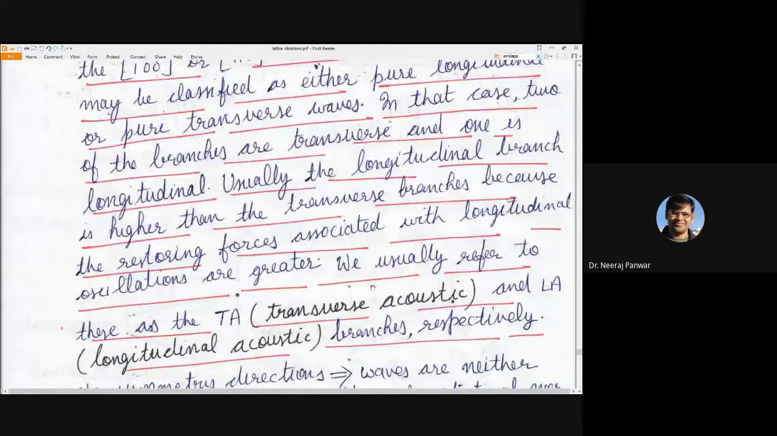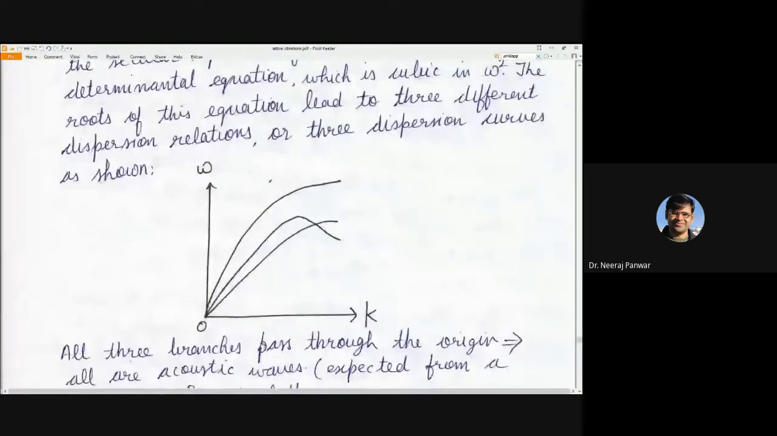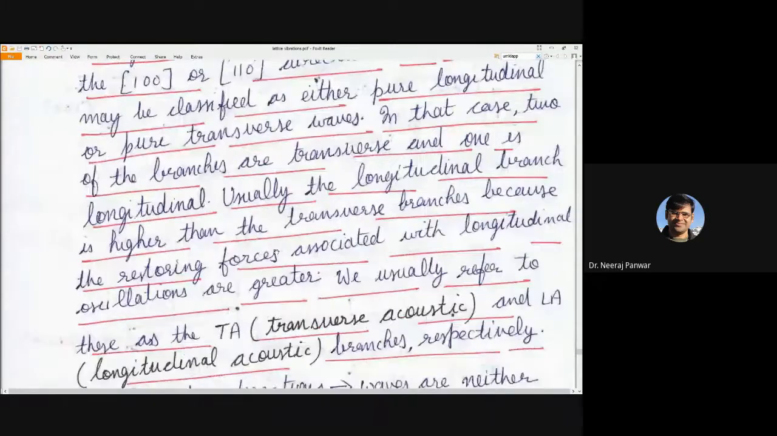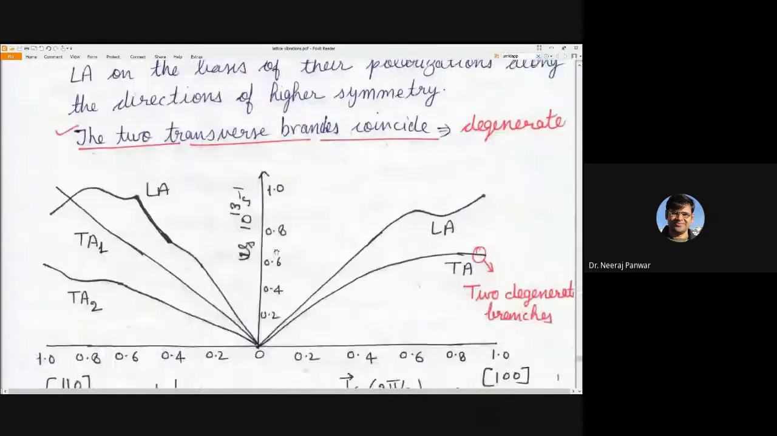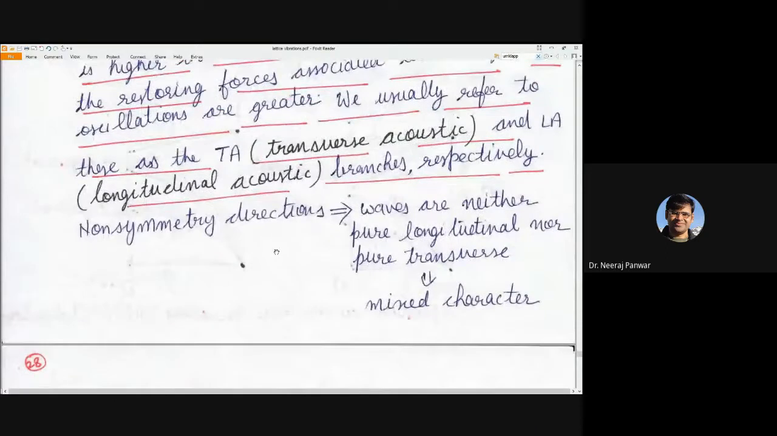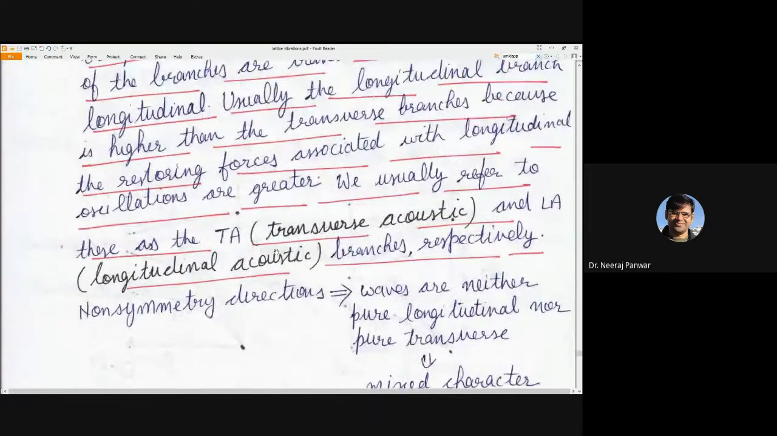And the nomenclature which is used for the transverse and longitudinal waves in the acoustic band is TA, transverse acoustic, and LA, longitudinal acoustic. So the upper one is longitudinal acoustic and the lower ones are transverse acoustic. So I hope it is clear to you.